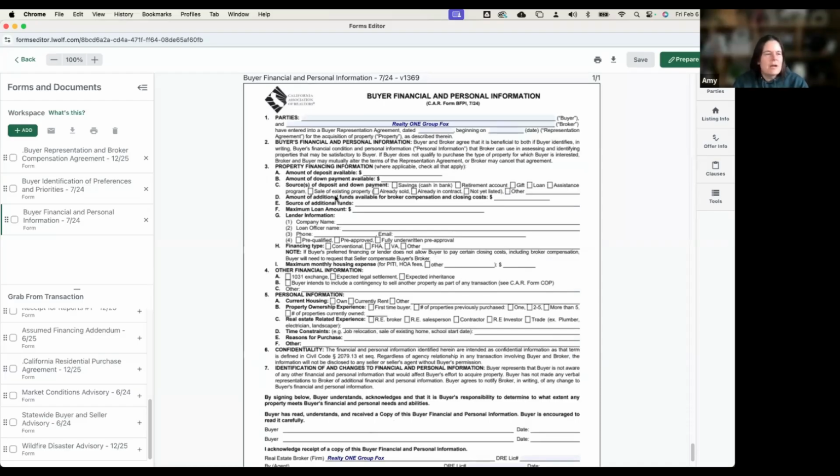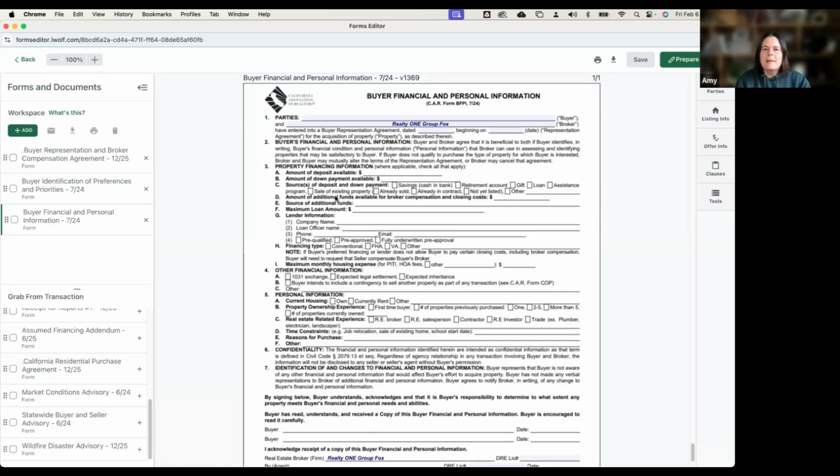The buyer financial and personal information form, the BFPI, is really important because this is outlining, hey, how much deposit do you have available? It's helping us to have these conversations ahead of time. You don't have to slide this across the table and have them fill it out if you don't want to. Again, this can just be part of that consultative appointment that you're having with your BRBC and that buyer consultation, asking the questions that, hey, when we write an offer for a property and your offer gets accepted, the seller's going to require a good faith deposit. Okay, that's something that's due within generally 3 business days of an accepted offer. Based on where they're looking, you've already filled out the buyer identification of preferences and priorities.